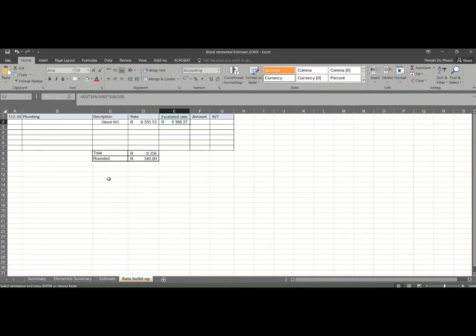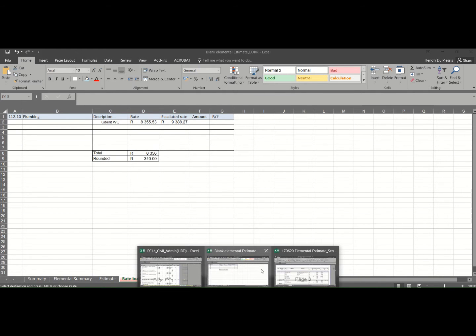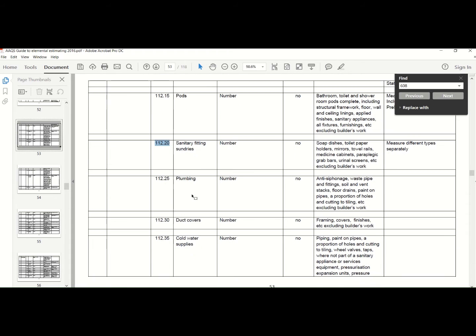So you might bring it over to your rate build-up again, escalate that, or if you see that there's 1 or 2 items that actually have to be added to that, then you can actually get that. Okay, so let's do this, and then you go through it systematically.